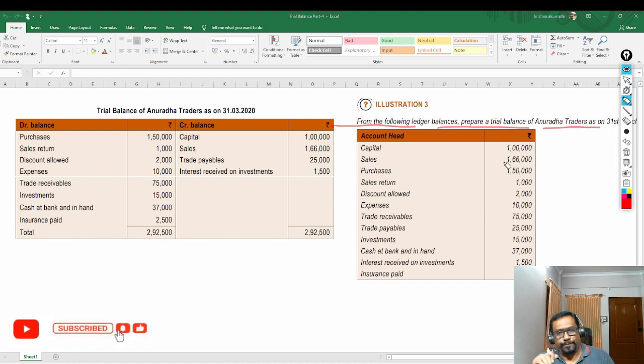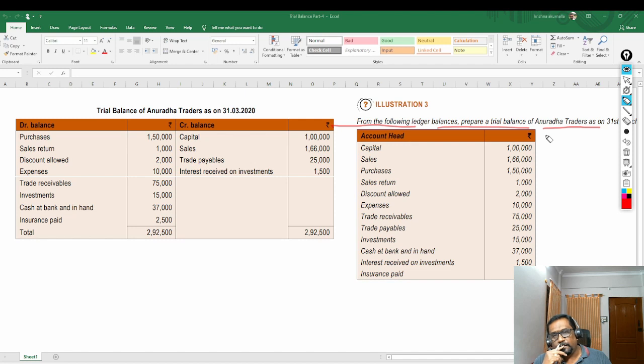Now, here they have given capital, sales, purchases, sales returns, discount allowed, expenses, trade receivables, trade payables, investments, cash at bank and in hand, interest received on investments, insurance paid. All these transactions they have given. Now, what are these? These are the brought down balances. Please remember that point. These are all the brought down balances from the ledger, summarized and kept here.